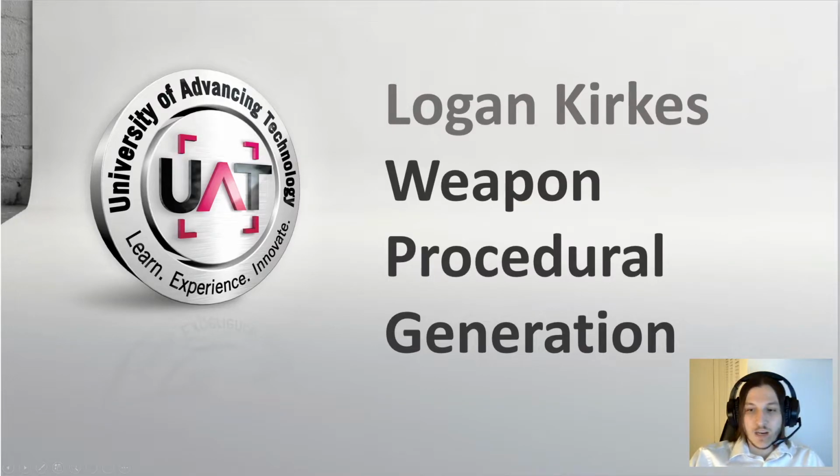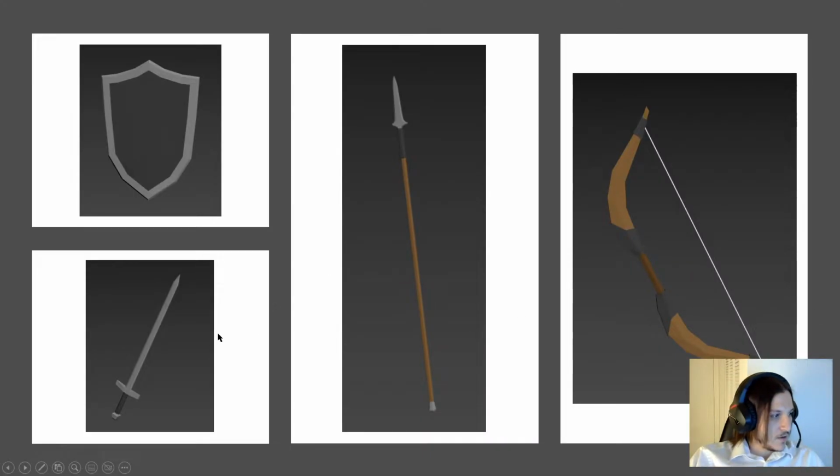Hello, my name is Logan Kirkus. My student innovation project is weapon procedural generation. This allows weapons to transform into other weapons in real time in video games. I made 4 weapon models, which you can see here. I made them in 3ds Max. It's a sword, shield, spear, and bow.